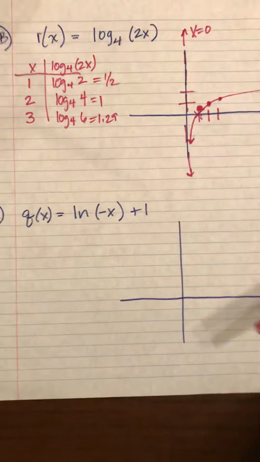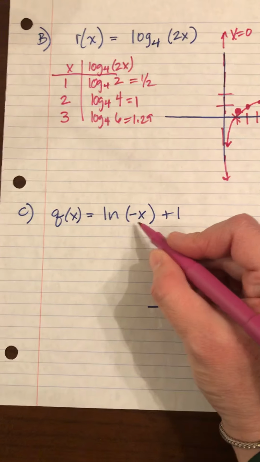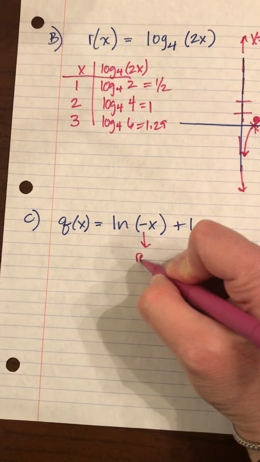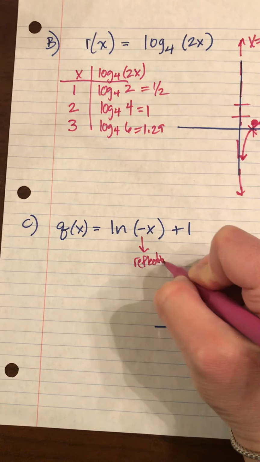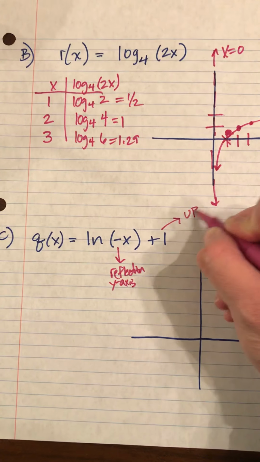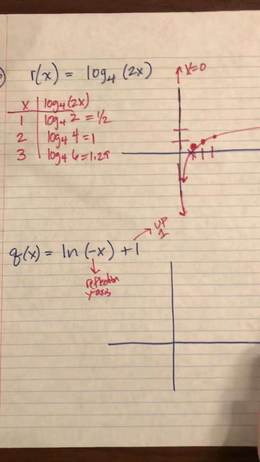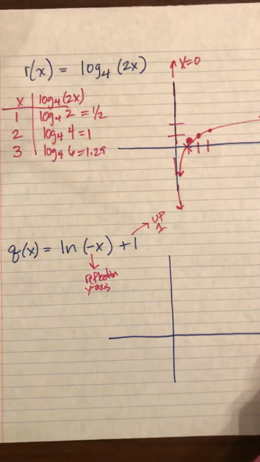All right, last one we're going to talk about. This one has a negative right here, which, if you remember, is a reflection. But this time it's a reflection over the y, so in the y-axis. This is also going to shift my graph up 1. So a reflection in the y-axis and a shift of up 1.